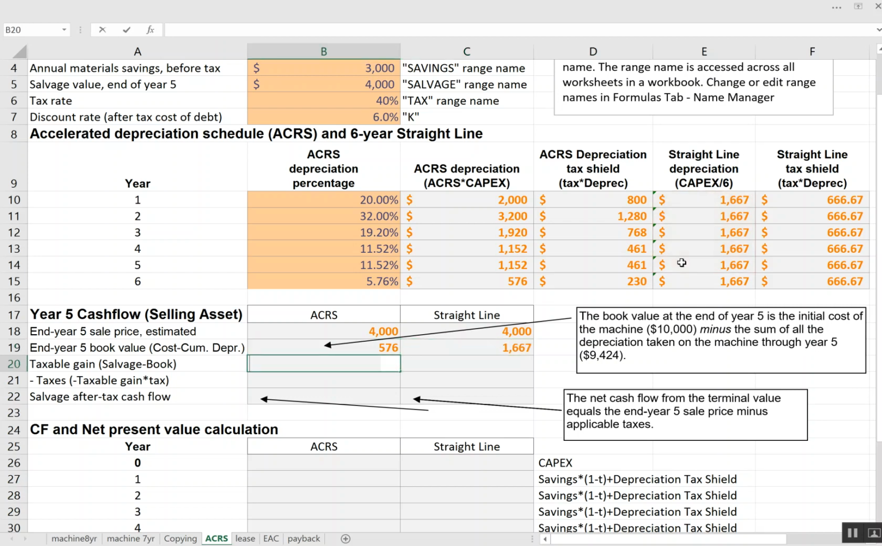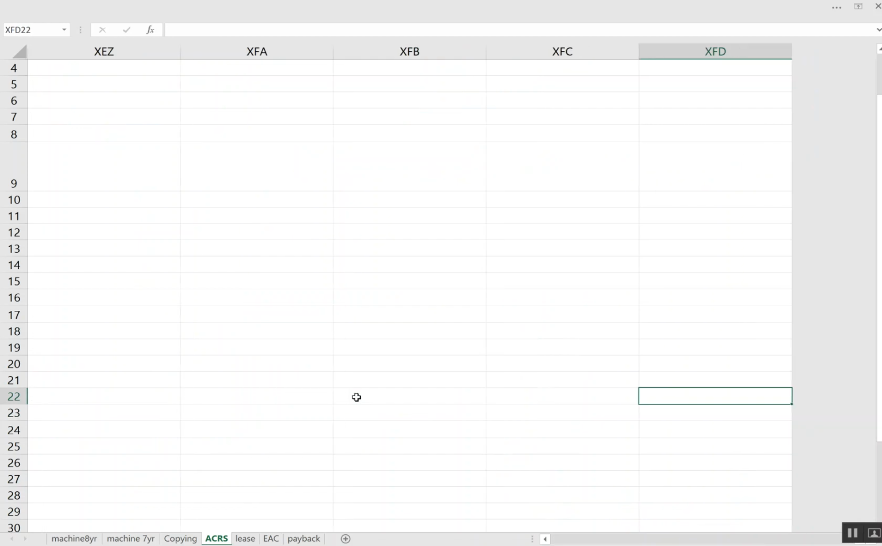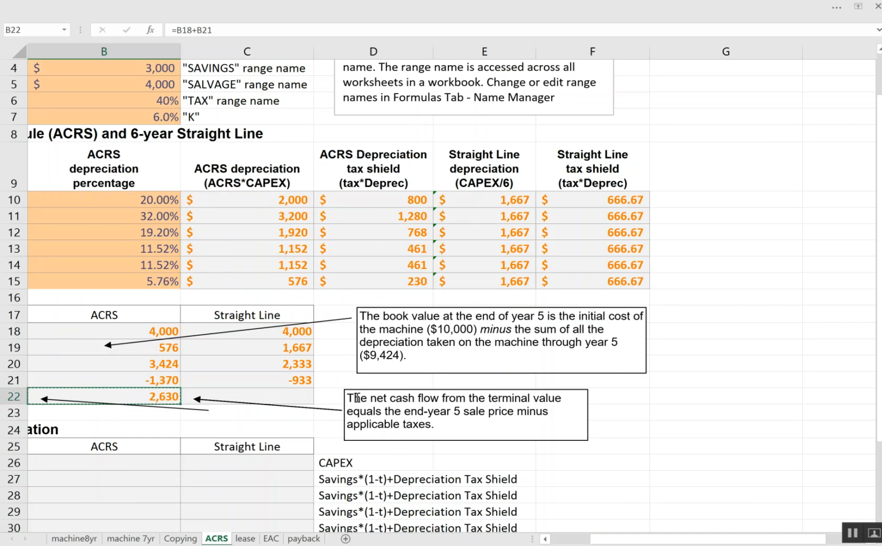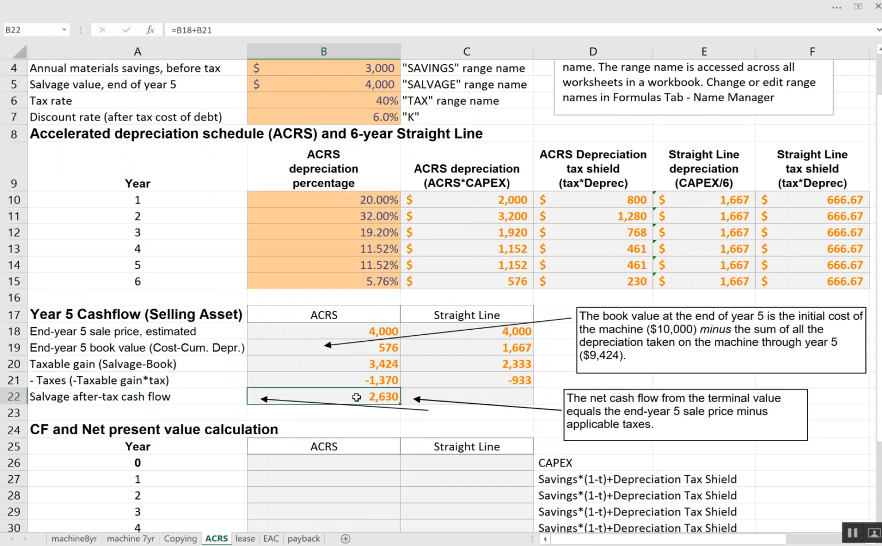Now the taxable gain, I'll just take my salvage minus the net book. That's my taxable gain. I can then calculate my tax, minus the tax rate times that taxable gain, 1370. So we did all this work really just to get the tax on our salvage. So if I now just take our salvage and add our tax effect, this is the after-tax salvage. We're going to use that below.